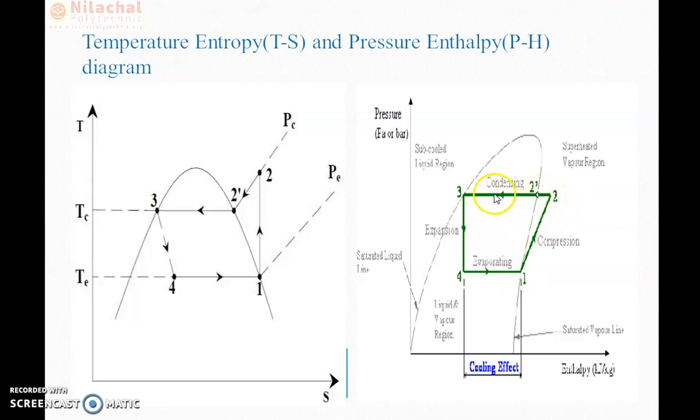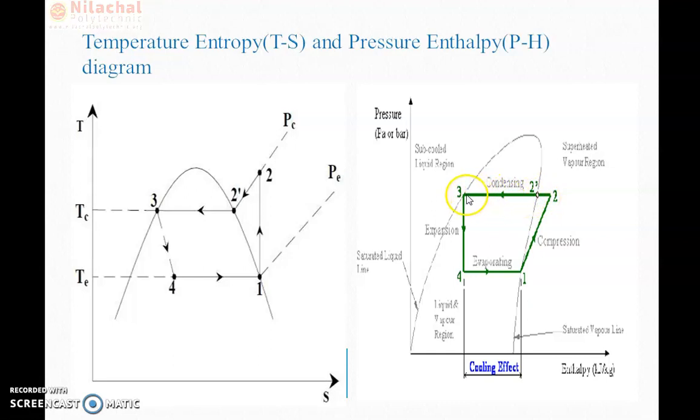Then the process is 2 to 3. 2 to 3 is a constant pressure and constant temperature heat rejection process. It is carried out by two processes, 2 to 2 dash and 2 dash to 3. 2 to 2 dash is the constant pressure heat rejection process. Now you observe the constant pressure and constant temperature heat rejection process.